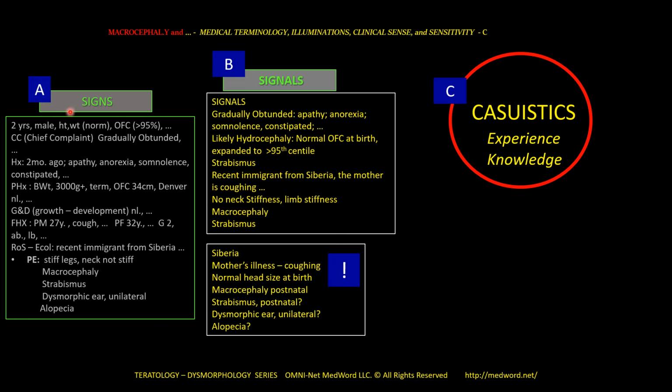So steps A, signs, step B, signals, they're discussed in detail, but then the most important one is the casuistics. How do we fit what we see into what has been seen the world over? Do they combine? Do they have a relationship? Otherwise, we are dealing with a de novo observation, and those are exotically rare.